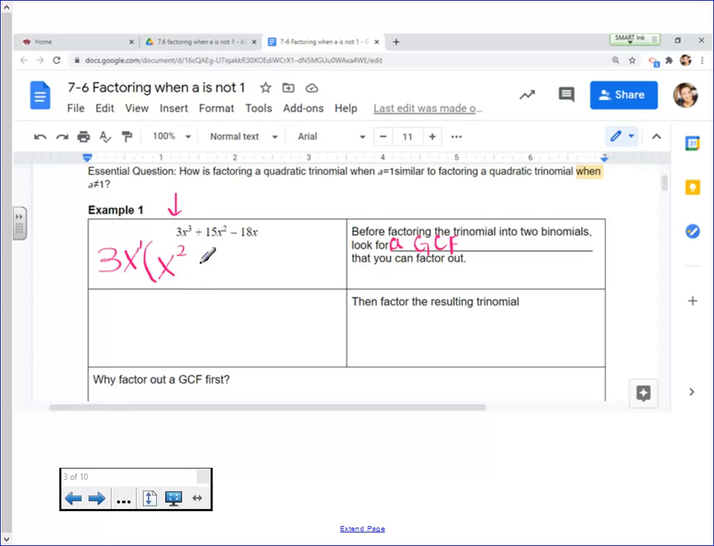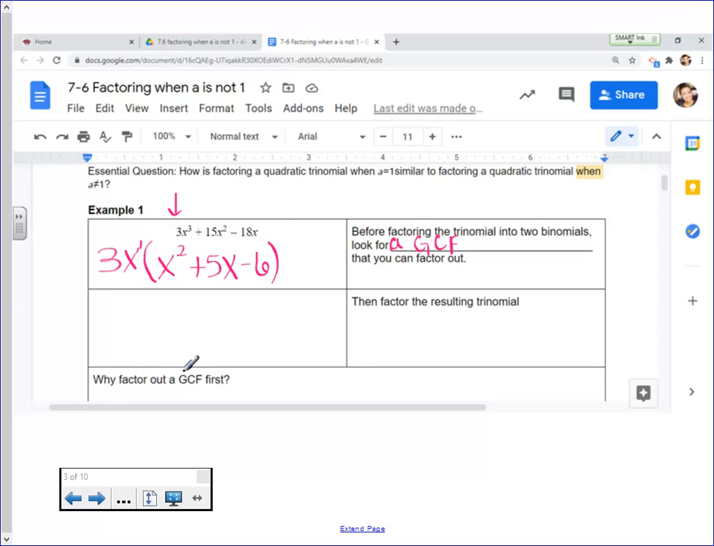15 divided by 3. Positive 5, that's where the plus sign comes from. What's 2 minus 1? Just 1. You're never going to see people putting exponents of 1 there. You just put the one letter there and you're done. Negative 18 divided by 3. Negative 6, and you would have no x's there.